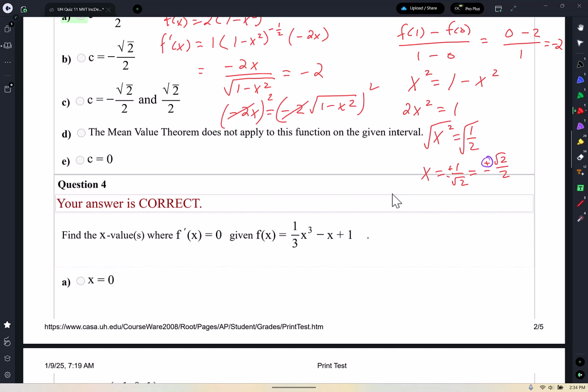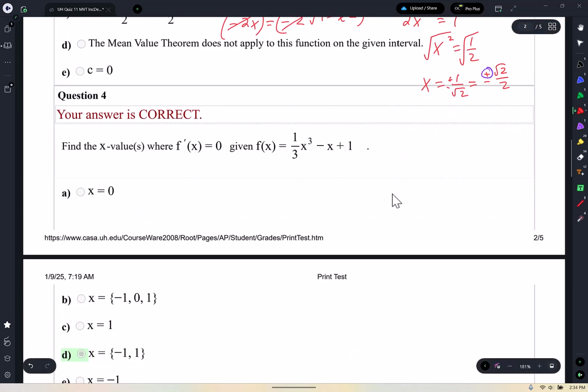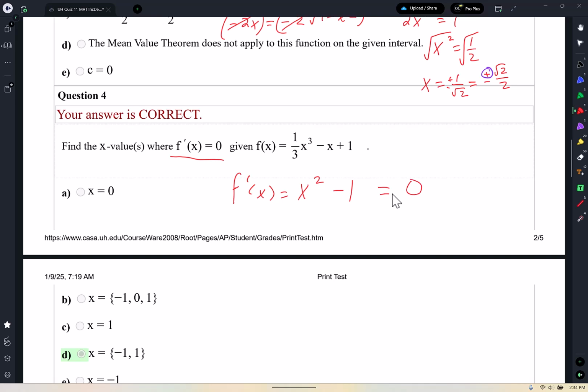There it is. Let's go to the next one. The next one, question 4, is not even asking for a mean value theorem. It just wants to know where is the derivative equal to 0. All right. Well, let's find that out. It says find the x value where the derivative equals 0. Take a derivative. F prime of x equals 1/3 times 3 is 1. So it's going to be x squared minus 1. Set that equal to 0.